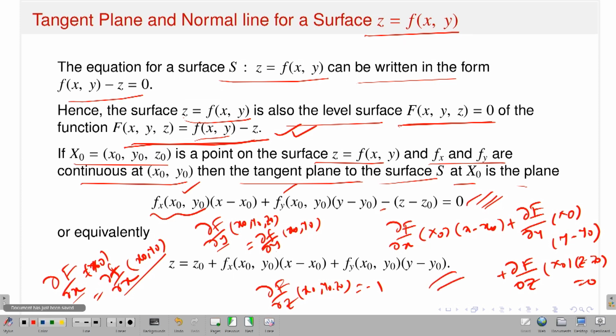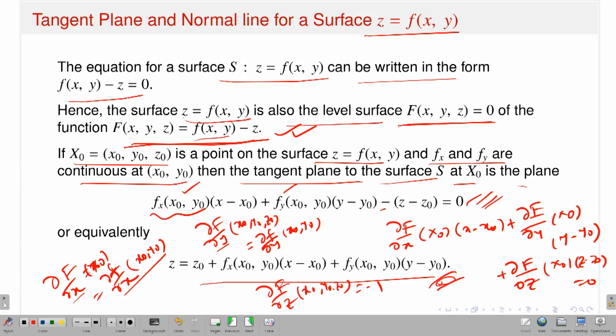And similarly, this is equivalent. Here what I am doing is taking z to the right hand side, and this is the corresponding equation of the tangent plane of the surface z equals f of x, y at the point capital X naught. So this is the equation of the tangent plane.